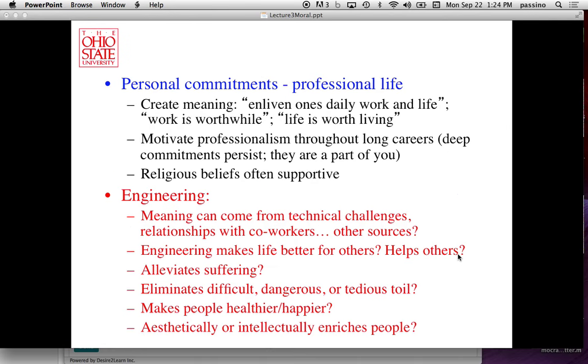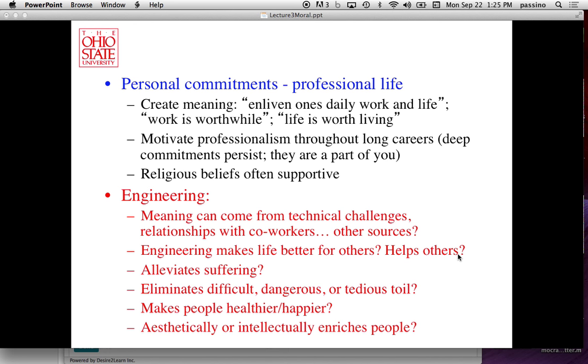So, personal commitments and professional life. A lot of times these personal commitments can create meaning. They can liven your daily work and life and make work worthwhile or life worth living. They motivate professionalism throughout long careers with deep commitments. Sometimes people have certain religious beliefs and they're connected to this sort of thing about helping the community. That's your own personal issue though.